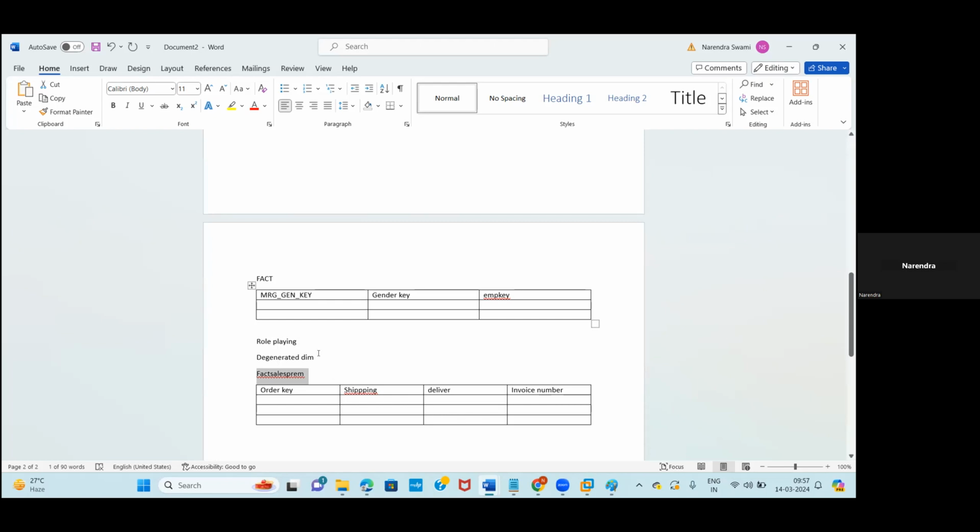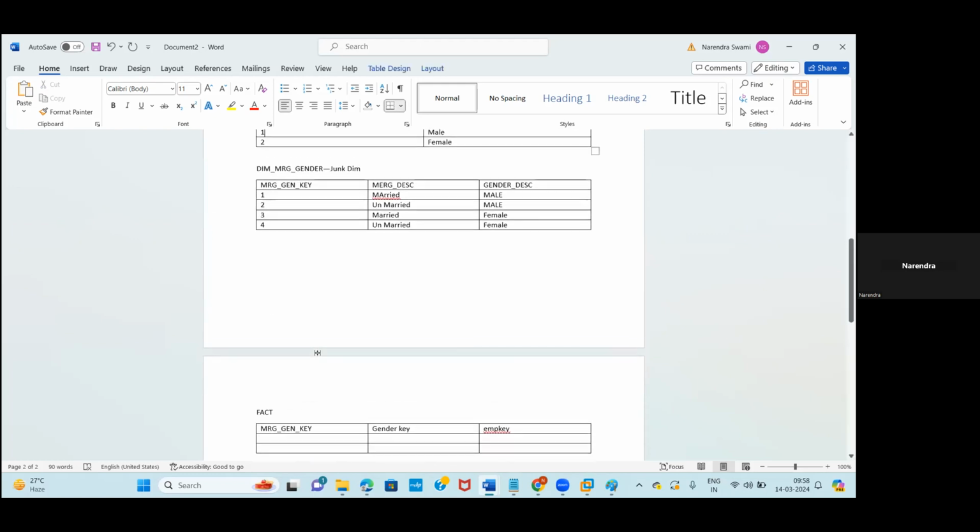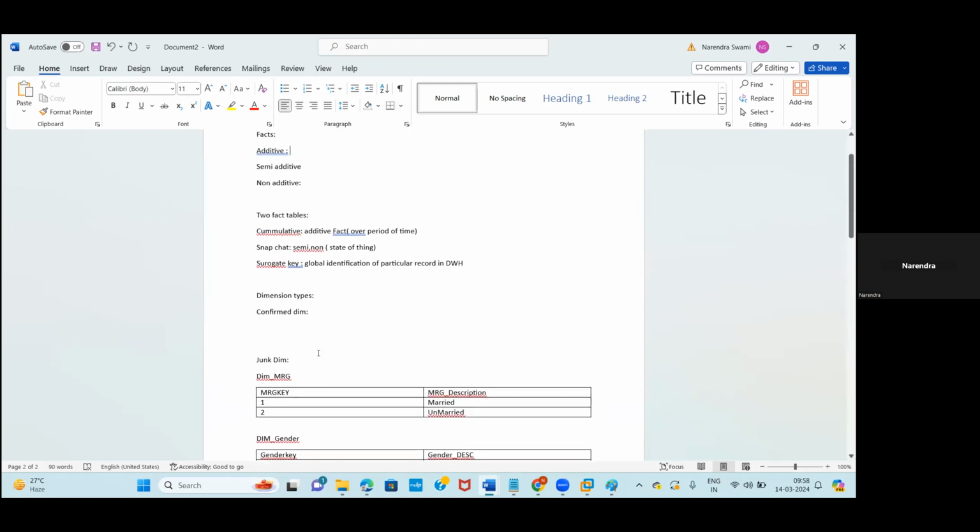Clear? So till now, any questions? Role playing, degenerated, and the other dimensions, junk dimension and conformed dimension. Any questions here?